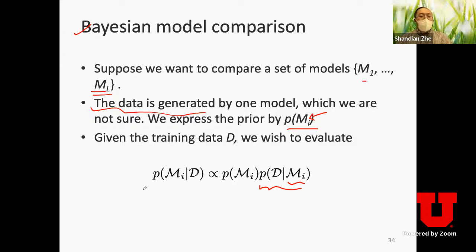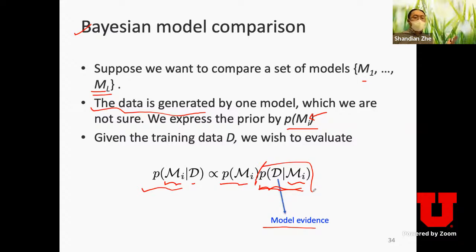So then, following the Bayes rule, we want to compute the posterior distribution that the ground truth model is M_i given the data D. It is proportional to our prior belief that the true ground truth model is M_i, times the likelihood that, given the ground truth model is M_i, the data is generated. The latter is called the model evidence. The model evidence is just the marginal probability of the observed data given this particular model.